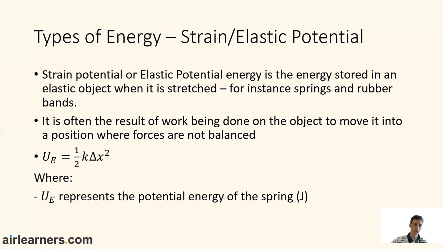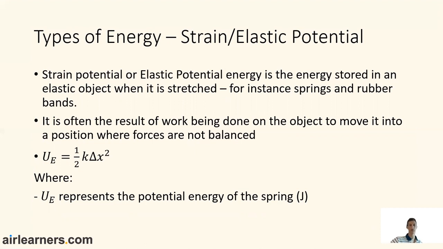It's often the result of work being done on the object to move it into a position where the forces aren't originally balanced. So you require some kind of force to move it out of its natural position. And the formula for that is going to be UE equals half K delta X squared.